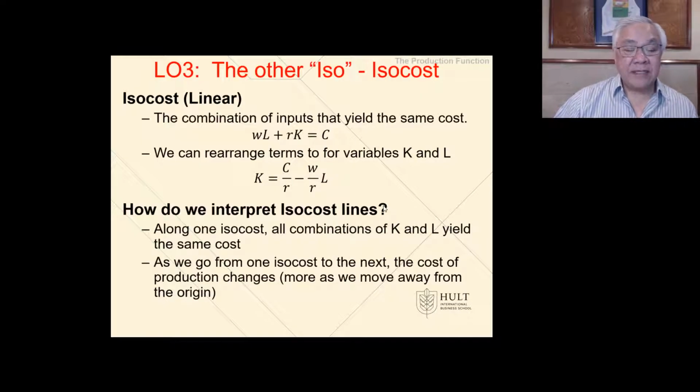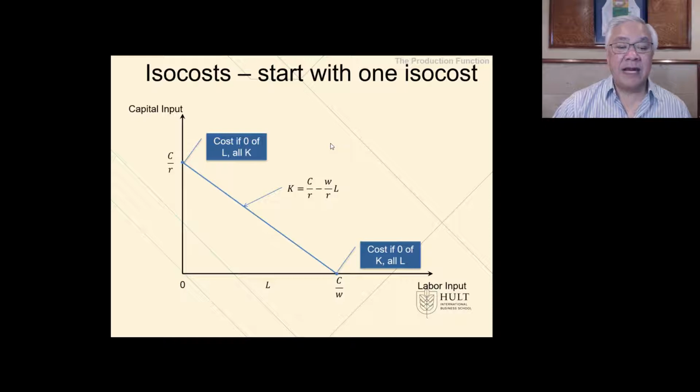How do we interpret the isocost lines? On one isocost, all combinations of K and L yield exactly the same cost, right? And as we move from one isocost to the other, the cost is changing up or down depending on the direction of the move of the isocost line. Let's just see how that looks.